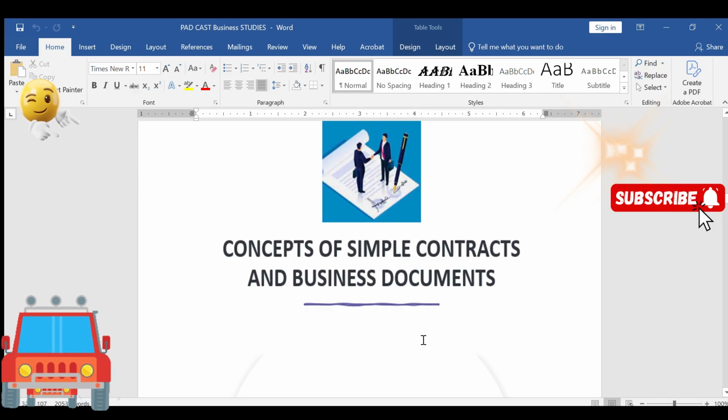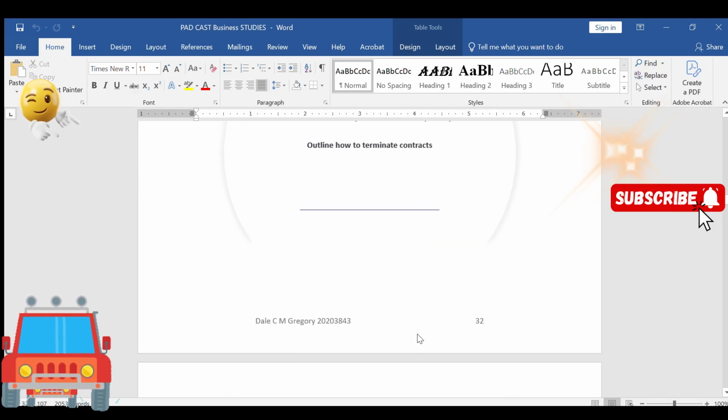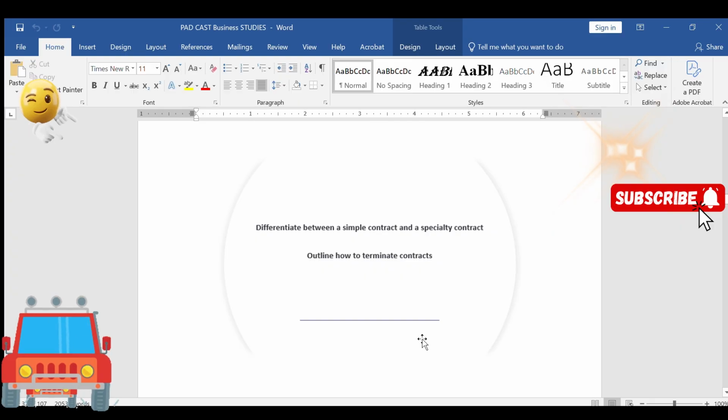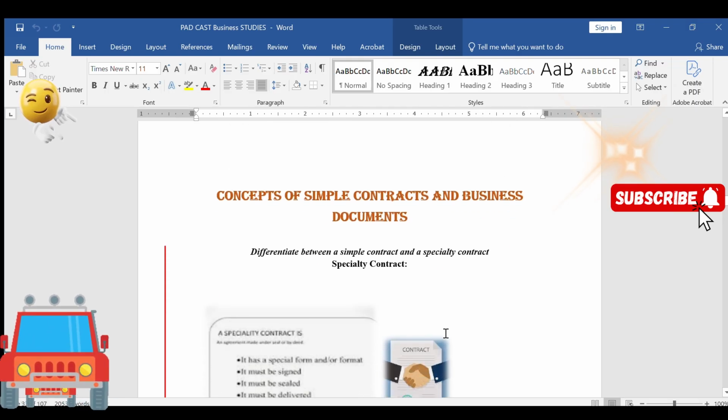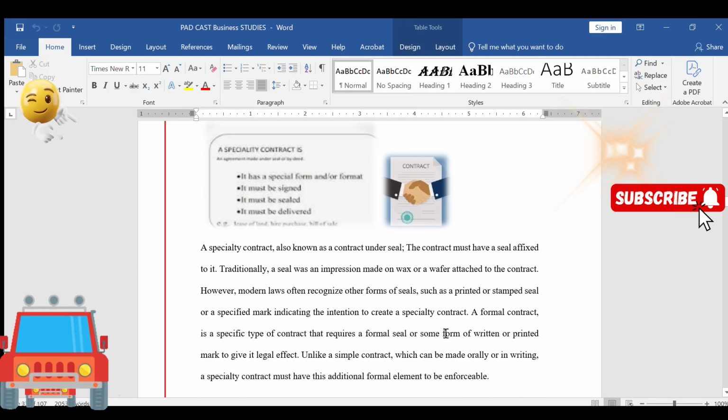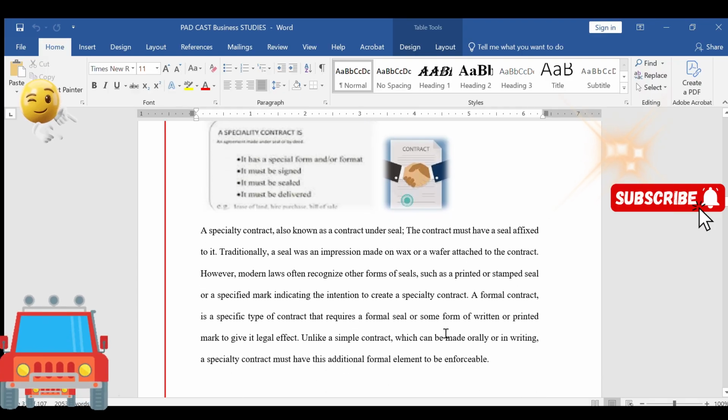Concept of simple contracts and business documents. Differentiate between a simple contract and a specialty contract. Outline how to terminate contracts. So we have your notes about contracts we will be looking at.